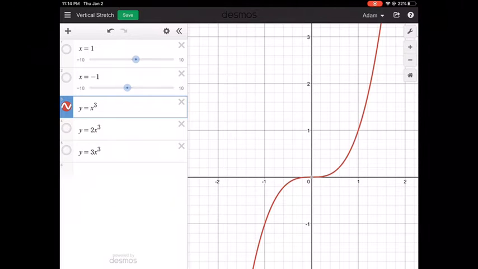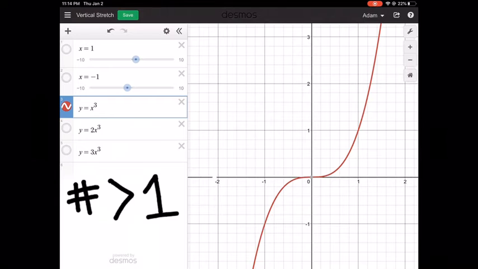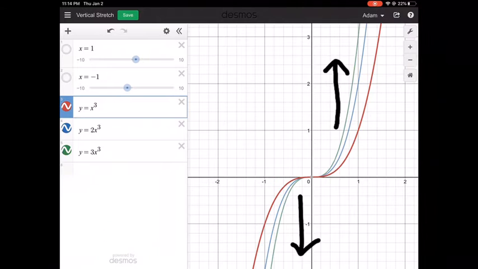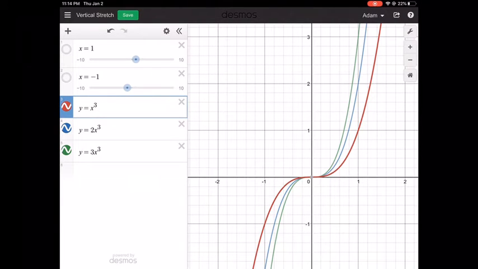Now, in order for it to stretch vertically and not compress, we have to multiply by a number greater than 1. Okay, and you're going to see why here in just a second. So if you're looking at a graph, a vertical stretch is going to make the graph skinnier and it's going to make it longer. Okay, and that's what it looks like.